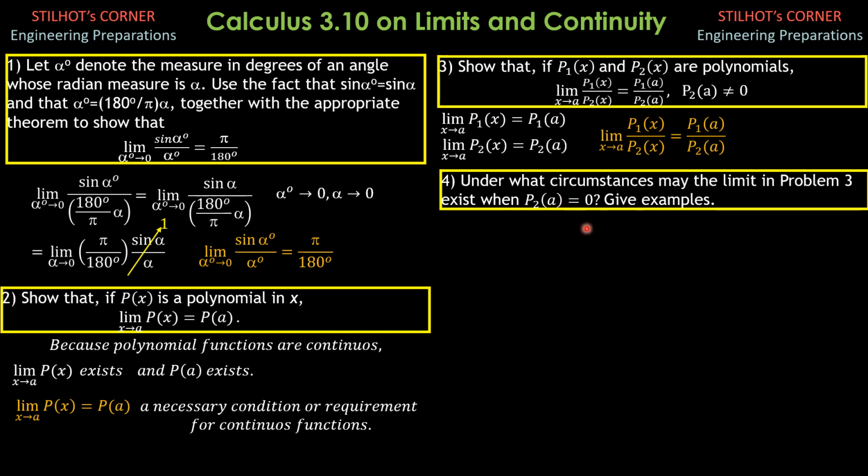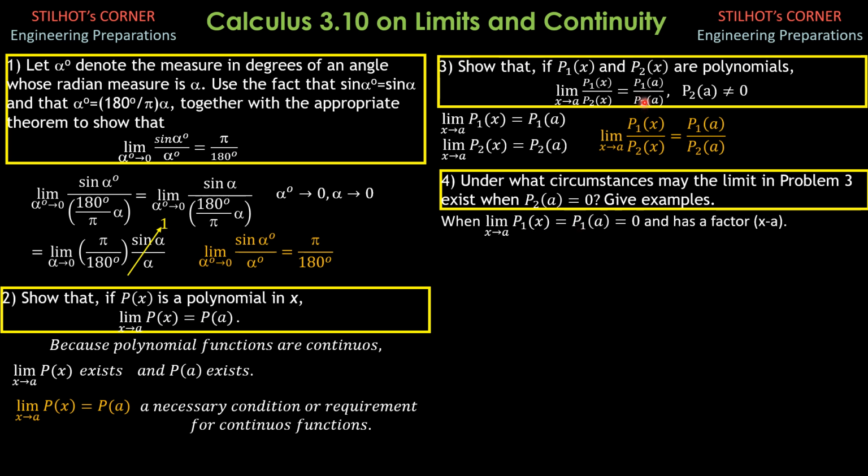Problem 4. Under what circumstances may the limit in problem 3 exist when the function value of p2 when x is a is 0? Give examples. Even if the denominator approaches 0, the limit still exists as long as the factor that makes the denominator 0 can be cancelled, that is, there is a common factor in the numerator that can be cancelled so that it will not approach 0. So when the limit of p1 of x as x approaches a is equal to p1 of a and it is 0, this is the explanation.